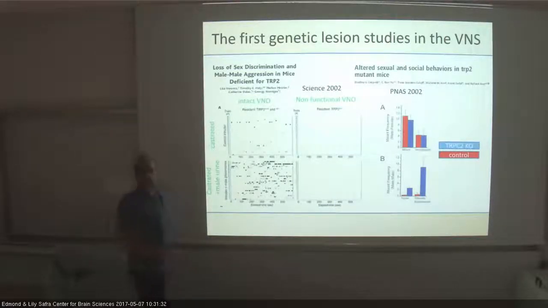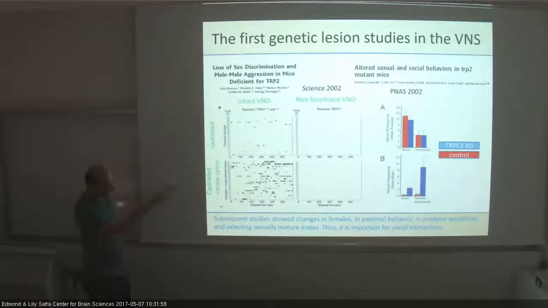However, the TRPC2 knockouts, without the VNO, mount the males as frequently as they would mount the females. It's not exactly the same, but they mount. There's a lot of male-to-male mounting. So without a VNO, the male mice presumably lose some inhibition which normally prevents them from doing it, and now they do it.